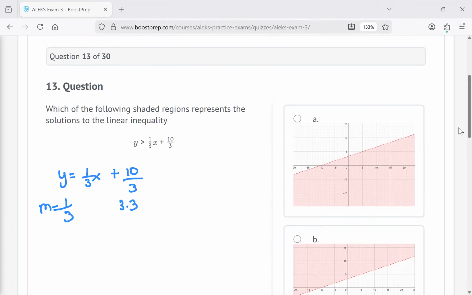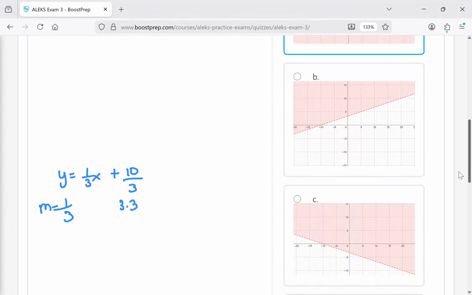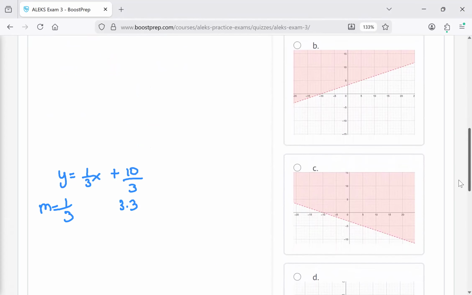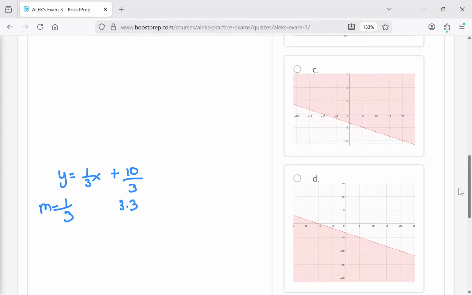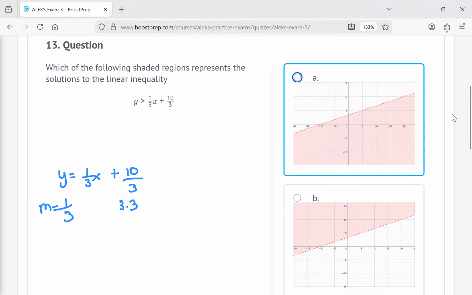What about B? Yes, it has a y-intercept of 3.3 and a slope of positive 1/3. Okay, so we can do that. C, no. The reason why we can forget about C is because the slope is negative. The same with D. The slope is negative. So we can eliminate C and D. So our only choice is A or B.